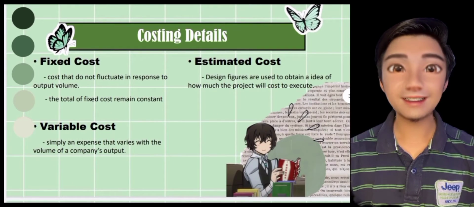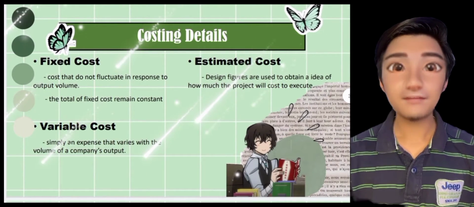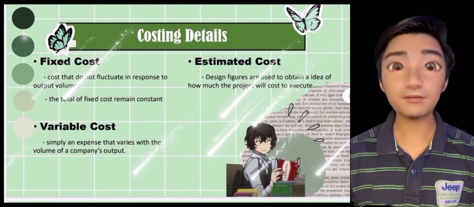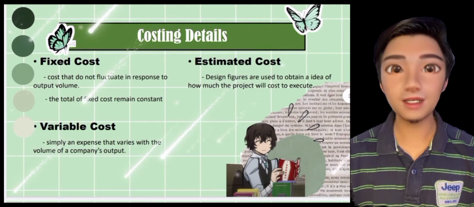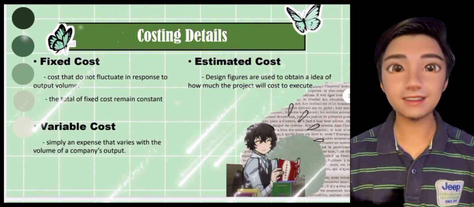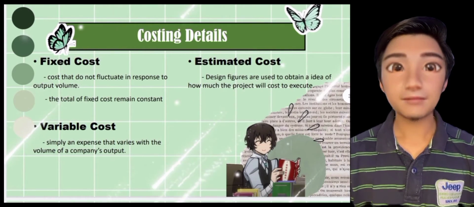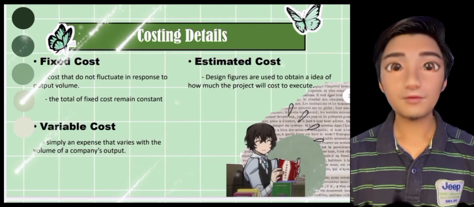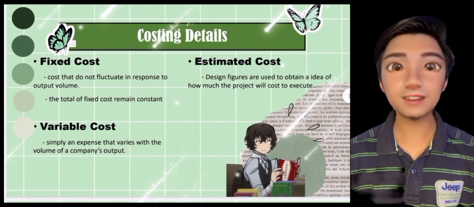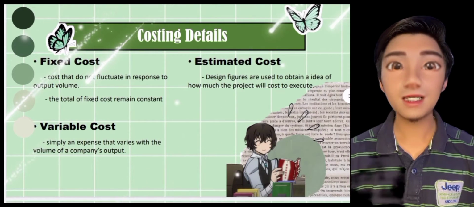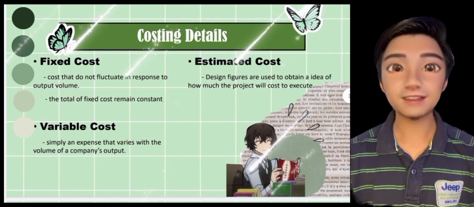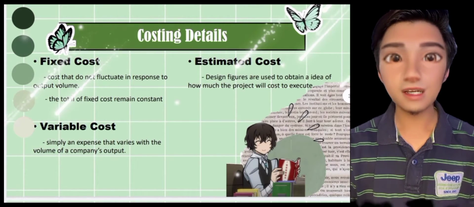Next is costing details. First is fixed costs. Fixed costs are costs that do not fluctuate in response to output volume. When production increases or decreases, the total fixed cost remains constant. As an example, depreciation, salaries, wages, securities, or other fixed costs will all stay the same until the task is finished. Second is variable cost.